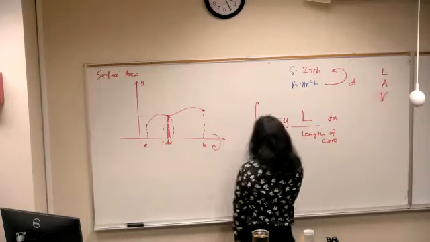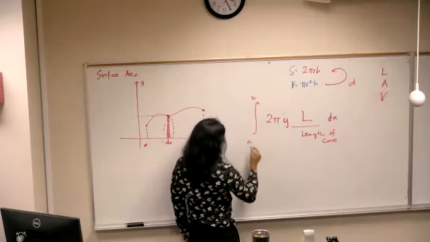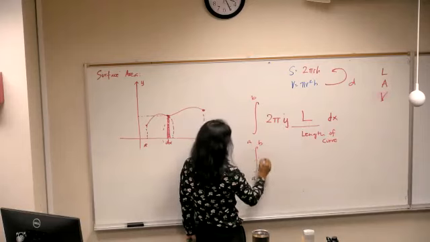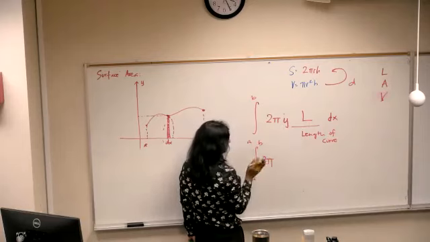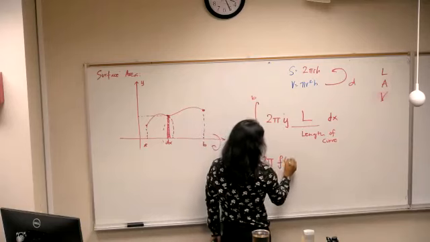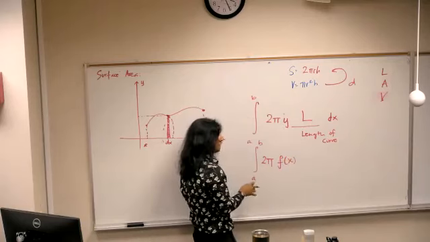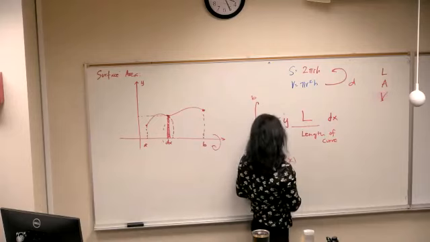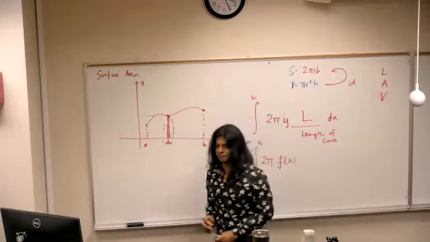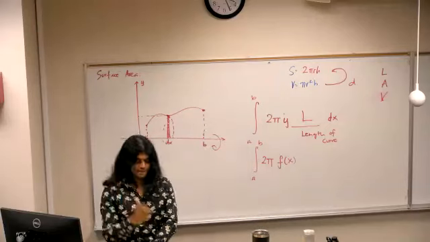Call it L. I'm going to replace it quickly. So A to B, 2 pi, we'll call it f of x. Y is f of x. Doing it in functional form first. Length. We had a formula for length.